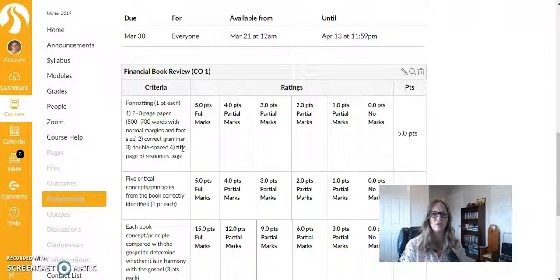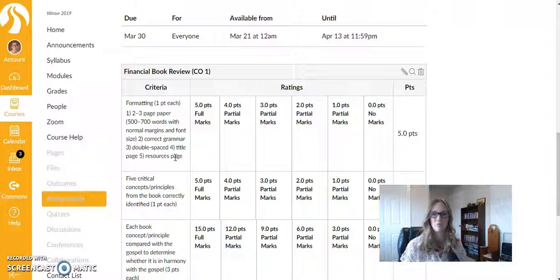And then notice it also does need to have a title page and a resources page. And so that's not part of the 2 to 3 pages. You should have a separate page at the beginning that's just the title page, and I'm not really picky about what you put on there, and so title, maybe your name, maybe the book that you've read, some things like that on your title page. And that's a separate page.